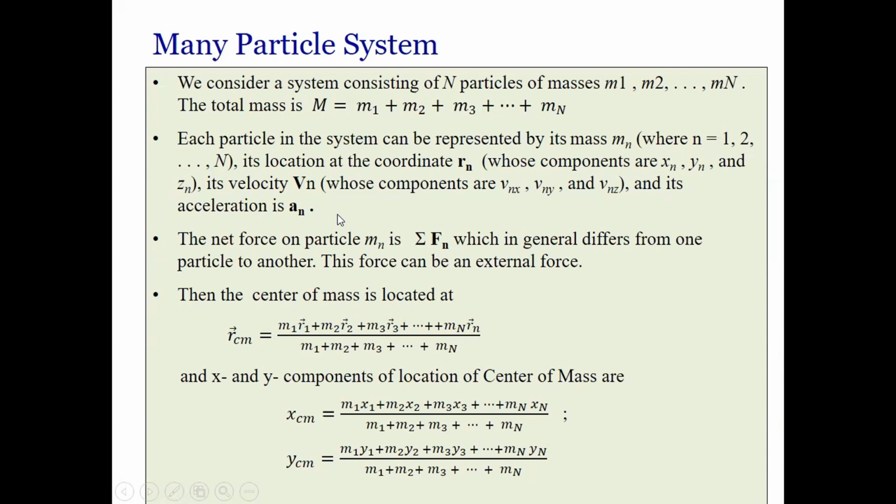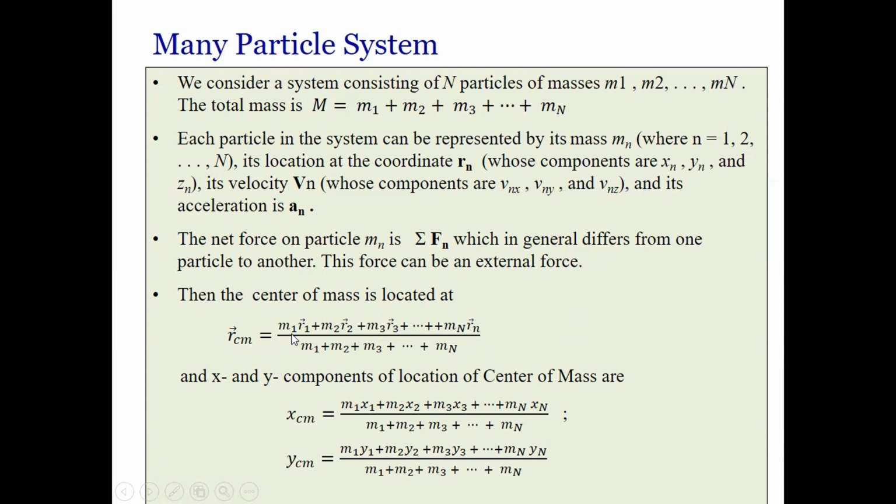The net force on a particle will be the vector sum of the forces on that particular particle, which generally will differ from one particle to another. And this force can be an external force. Therefore, we can write the center of mass location as we have done for the two particles.